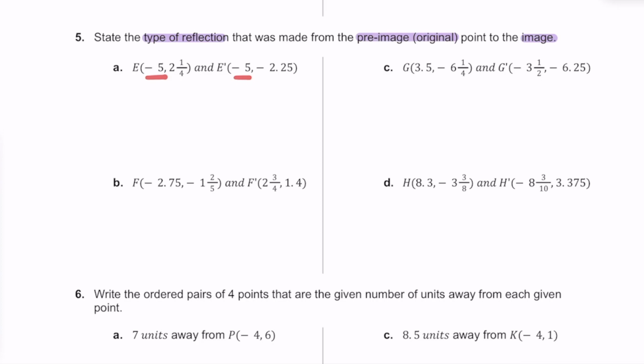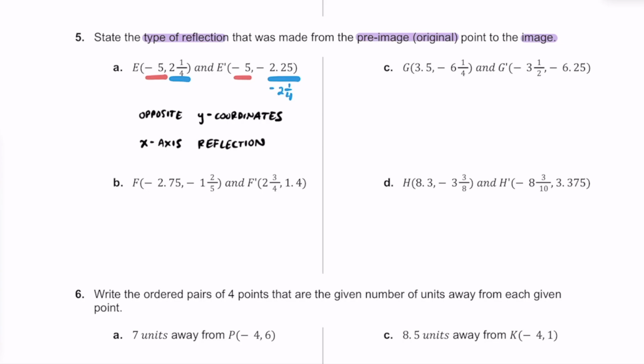So let's see, what about the y coordinates here? The y coordinate here is 2 1/4, and this is actually negative 2 1/4, right? You can convert each of these to a fraction or a decimal, but this is also negative 2 1/4. So notice that the y coordinates are the opposite here. So if we have opposite y coordinates, that means this point must have been moved up and down. So this is going to be an x-axis reflection.